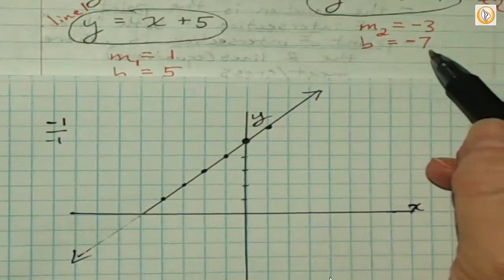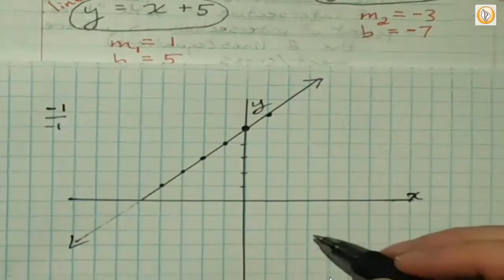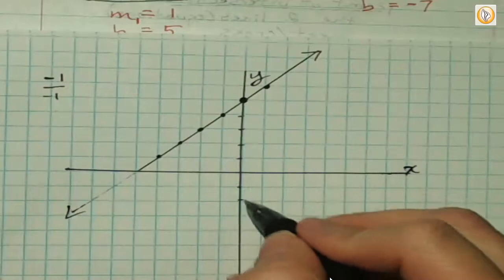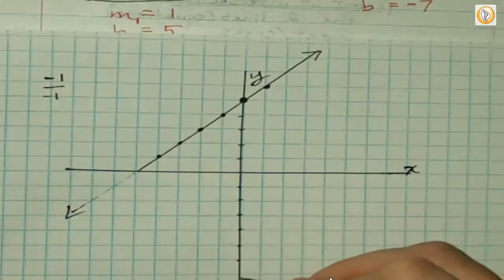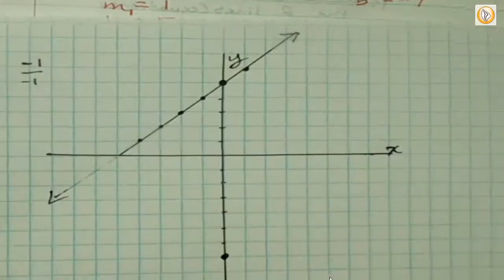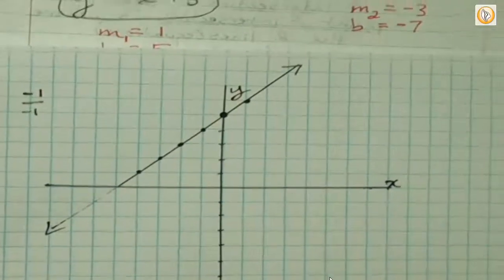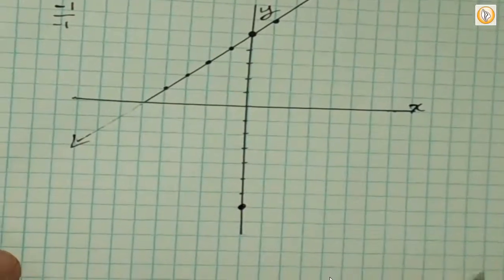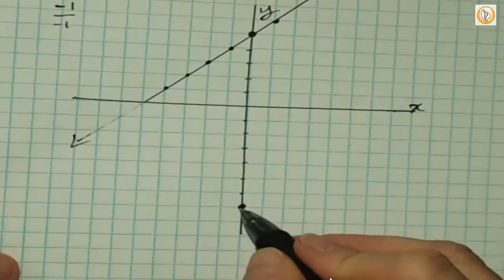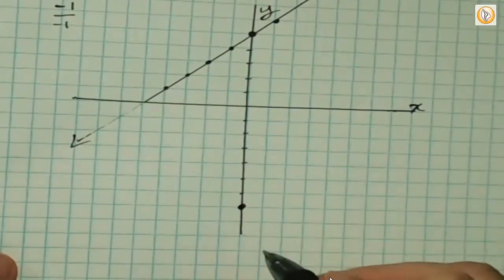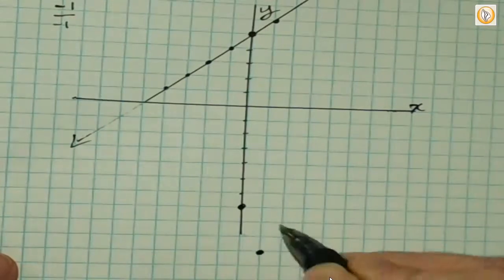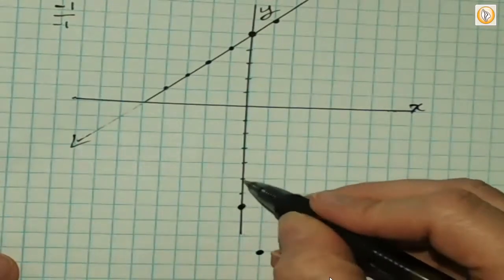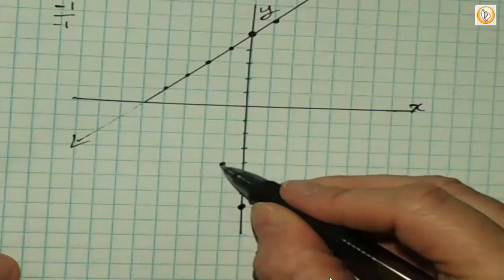So the second line, my y-intercept is -7. 1, 2, 3, 4, 5, 6, 7. So I'm going to put that point there. And the slope is -3. So down 1, 2, 3, and over 1. Or we can go up 1, 2, 3, and over 1.